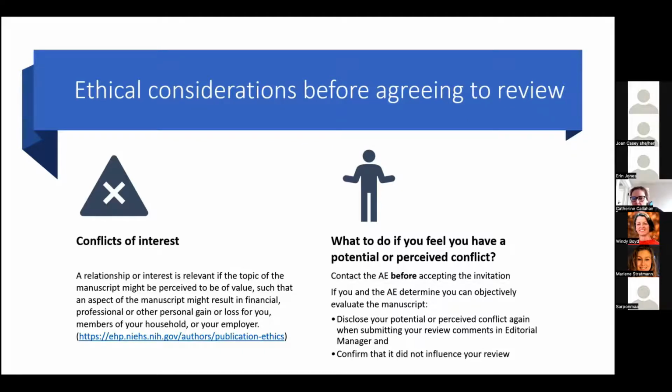So this is the conflict of interest policy for EHP. Different journals may have different policies. So if you're concerned about a conflict of interest when reviewing for a different journal, it's best to check their website for the policies.